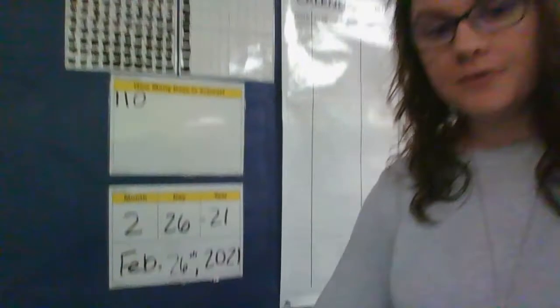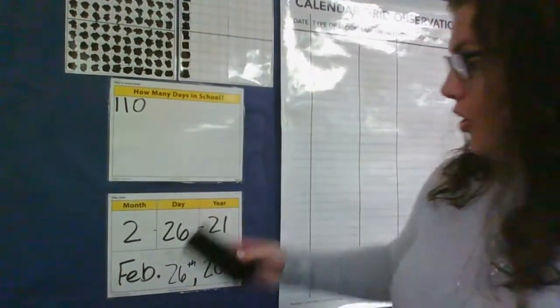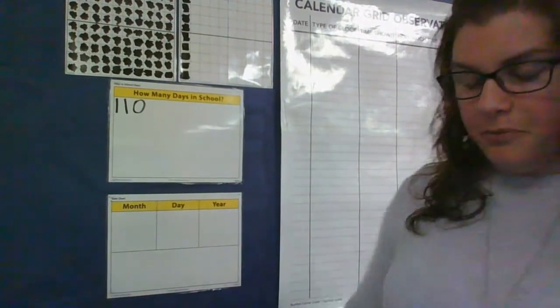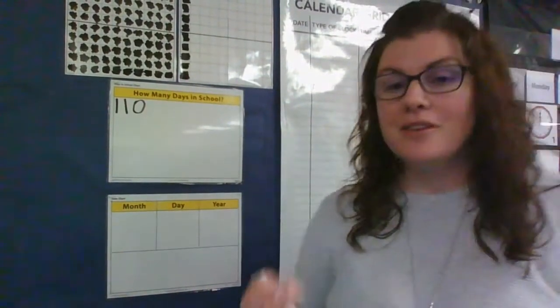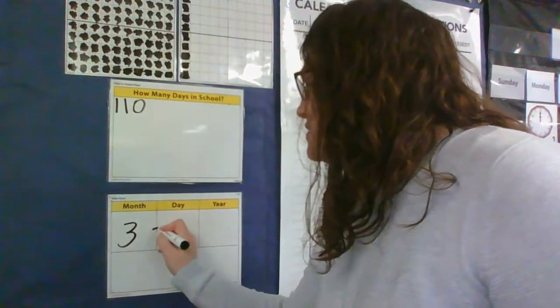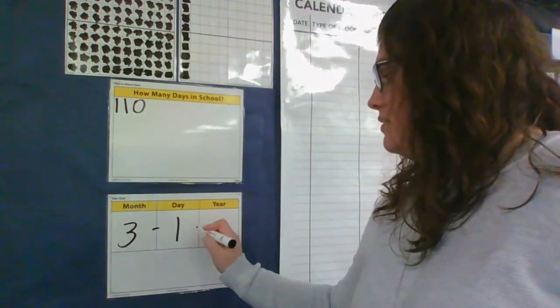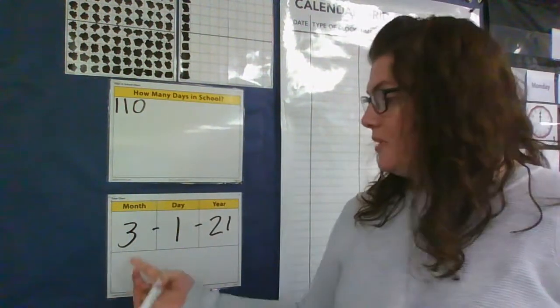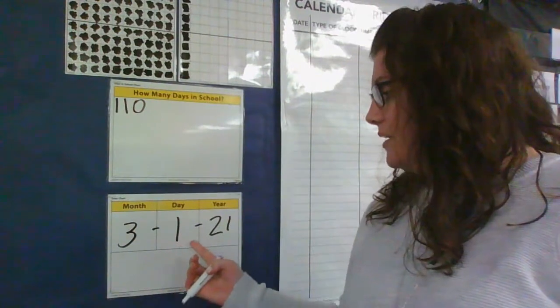Okay. So we need to erase all the things. I like a new month. We get to start fresh and clean. I get to clean the board. All right, that month is going to be the number 3 because March is the 3rd month. Today's day is the very first day. And the year is 21. So everything we write the date on today will be 3-1-21.